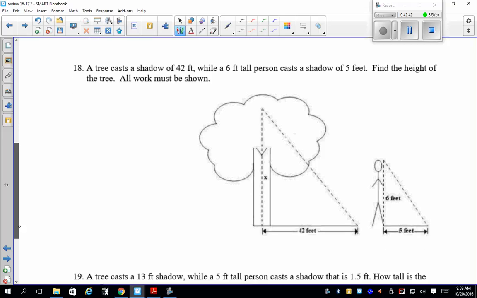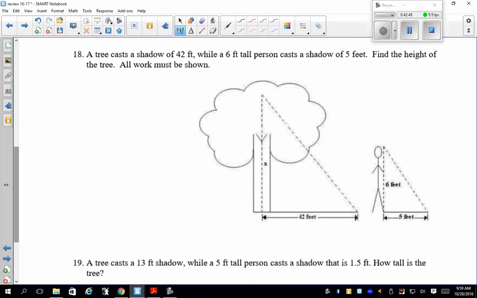Number 18, a tree casts a shadow of 42 feet, while a 6-foot tall person casts a shadow of 5 feet. Find the height of the tree. All work must be shown. So I need to set up a ratio here because these are similar triangles. And I'm going to just set one fraction is going to be the height, and the other fraction is going to be the shadows. So I'm going to do the tree on the top. So I'll do the tree height over the person's height, and I'm going to set it equal to the tree shadow over the person's shadow.